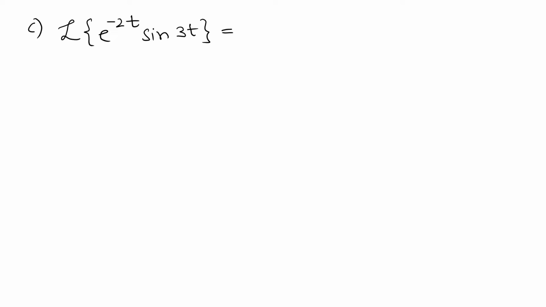So we have e to the minus 2t sine 3t. So that means our function is sine. From the table we know that sine is omega over s squared plus omega squared. In this case omega is 3, so 3 squared means 9, and omega goes to the top, also 3.